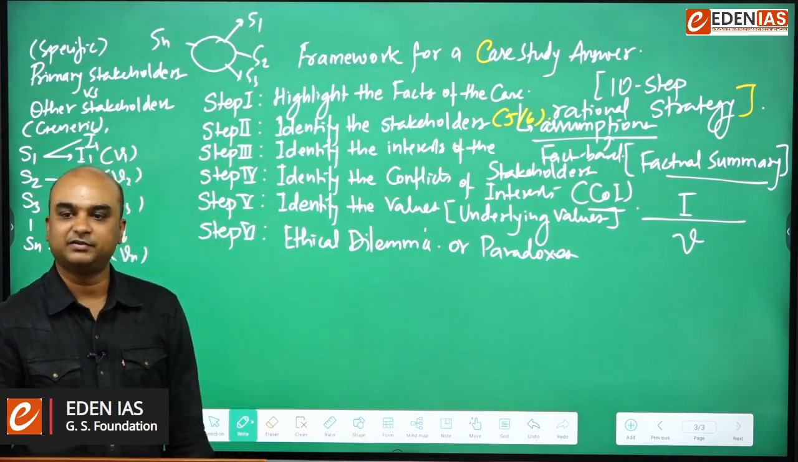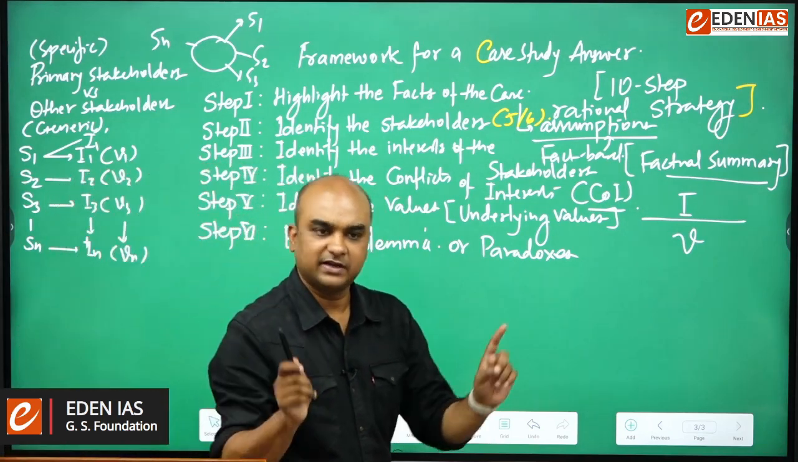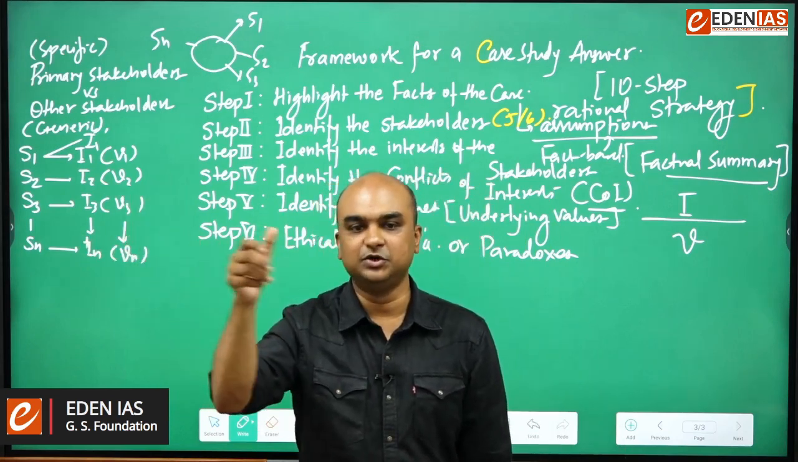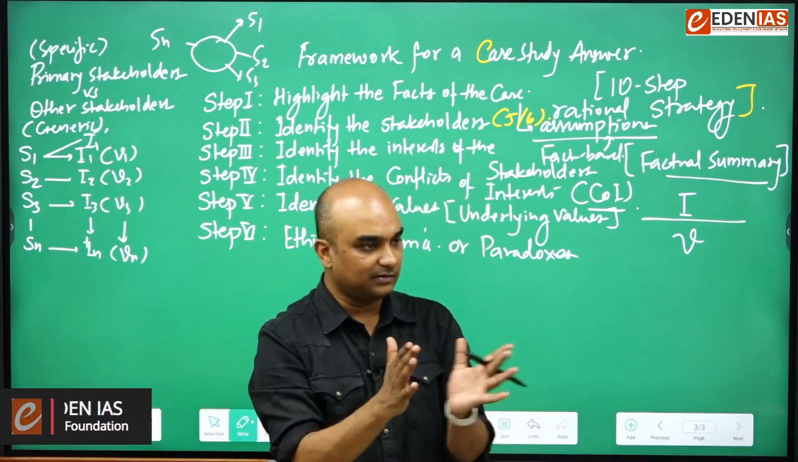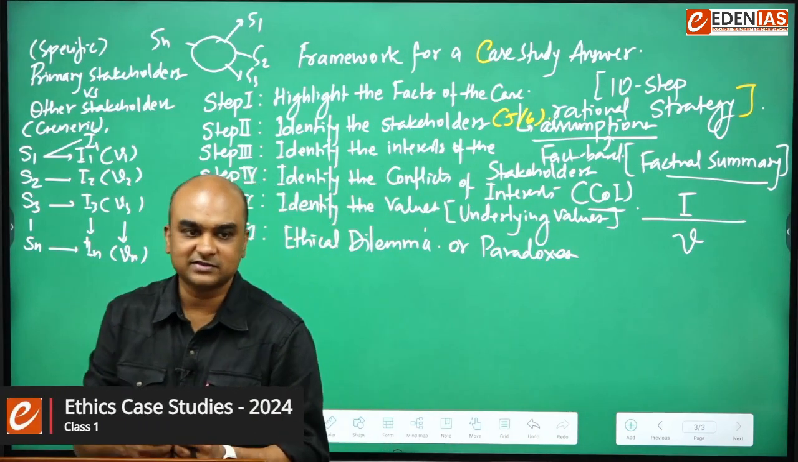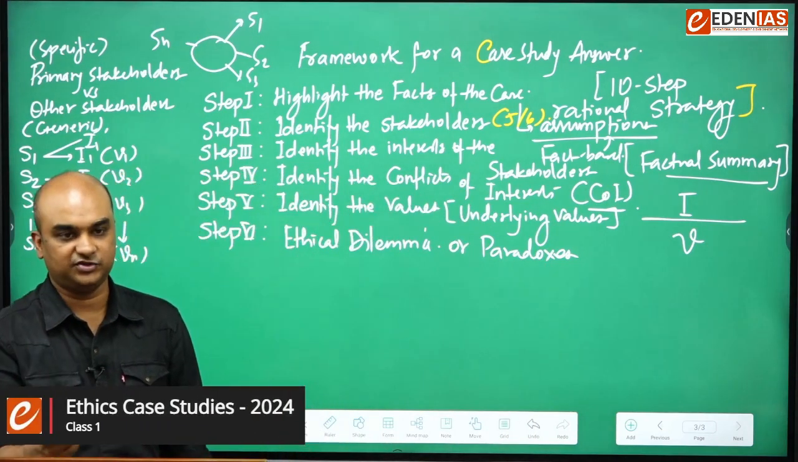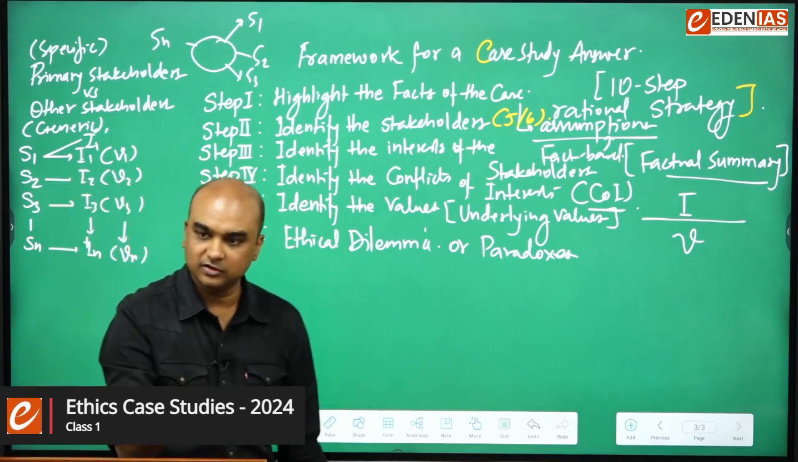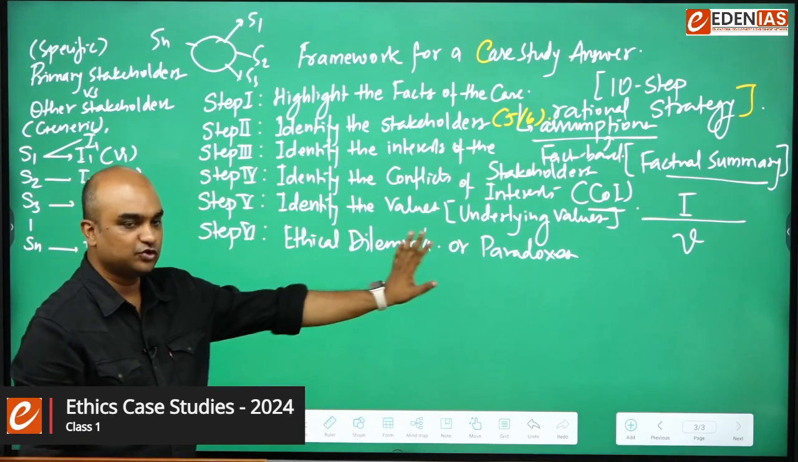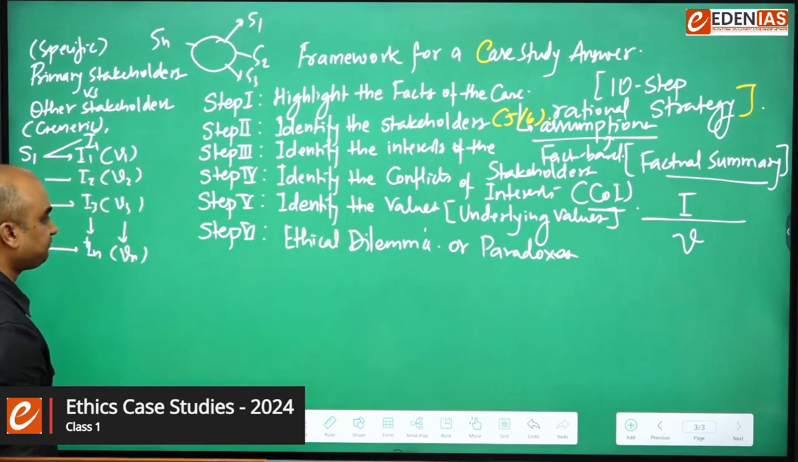Like, for example, two duties may come in conflict. Like national duty versus duty towards family, that can come in conflict. So what kind of paradox is this? It's a paradox of deontology, because duty means deontology. So two duties coming in conflict with each other. So you have to identify those paradoxes as well.